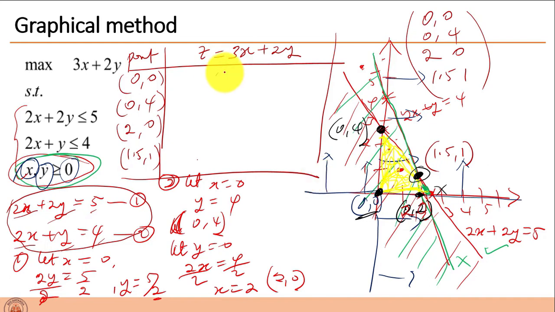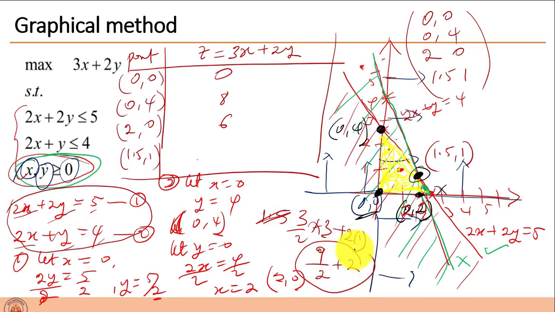Put 0, 0 there, everything is 0 here. If x is equal to 0, then 2 multiplied by 4 will give us 8. If y is equal to 0, then 3 multiplied by 2 will give us 6. Here comes the last one. So 1.5, that is 3 over 2, multiplied by 3 plus 2 multiplied by 1. So we are going to have 9 divided by 2 plus 2.